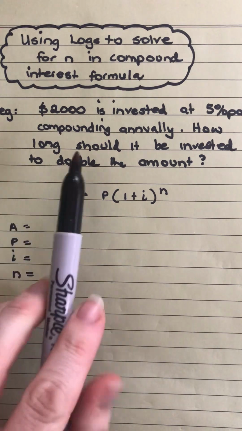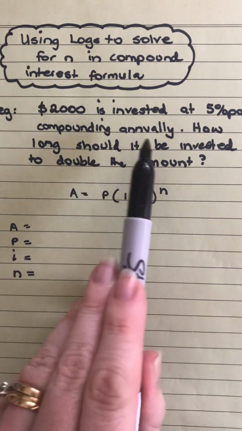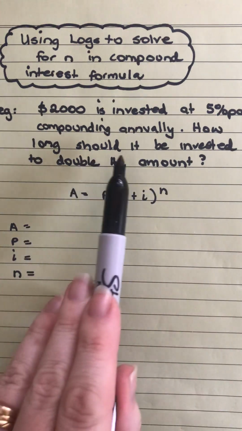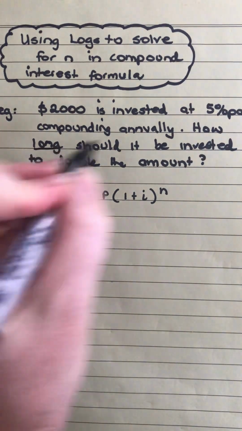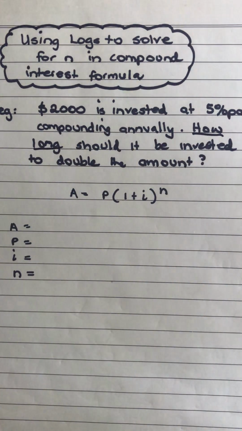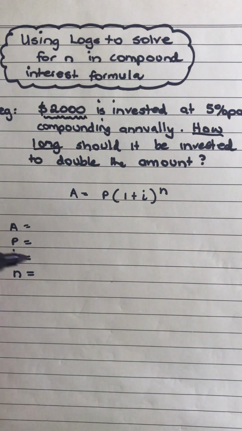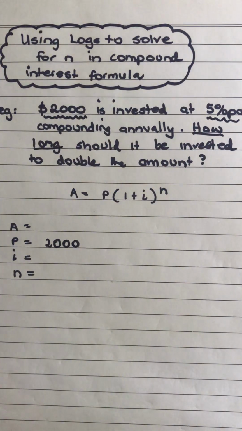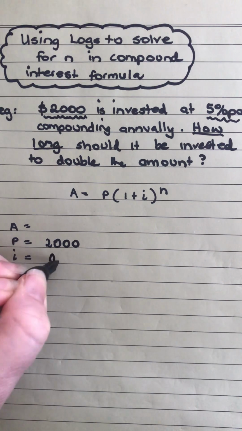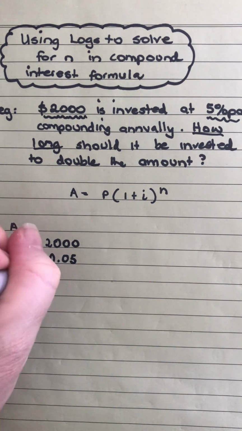So looking at our question, we have $2,000 is invested at 5% per annum, compounding annually. How long should it be invested to double the amount? So the how long part tells us we're solving for n. We're told that our $2,000 is invested, so that's our principal. We know that it is at 5% per annum, so our interest rate is going to be 0.05 when we write it as a decimal. Our n we don't know.